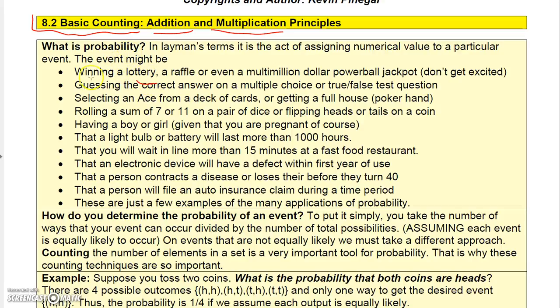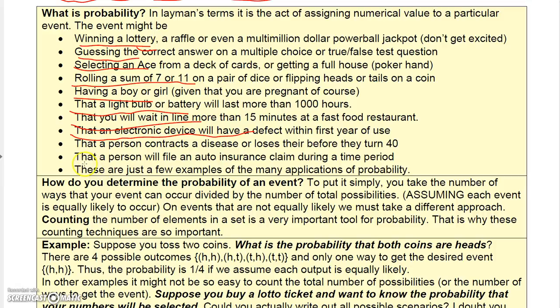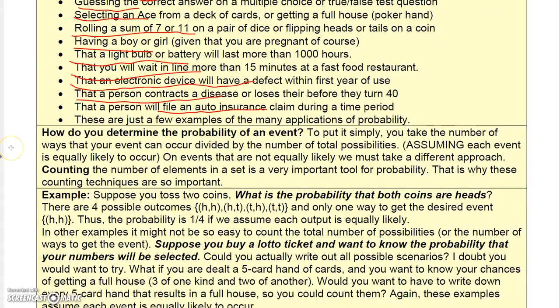So, like, you might want to find the probability of winning a lottery, or guessing the correct answer on a test, or selecting the ace from a deck of cards, rolling a particular sum on a pair of dice, or probability of having a boy or girl, probability that a light bulb or battery will last a certain amount of time, probability that you will wait in line for a certain amount of time, probability that an electronic device will have a defect within the first year, probability that a person contracts a disease, or probability that a person will file an insurance claim. That's for insurance companies. And so these are just a few samples.